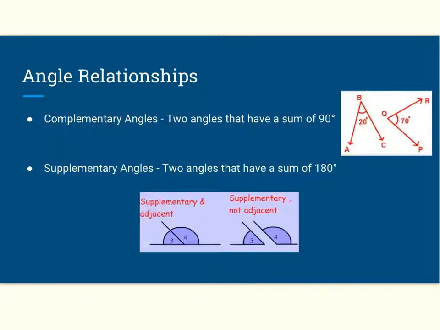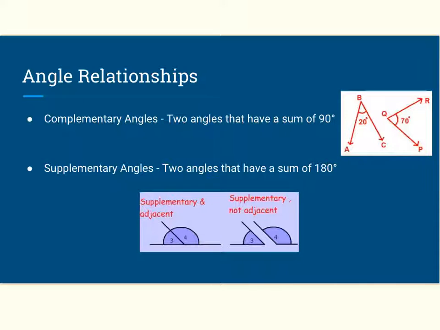Okay, so here we have two angle relationships. Again, this should still be review as well. We have complementary angles and supplementary angles. Complementary angles are two angles that have a sum of 90 degrees. And supplementary angles are two angles that have a sum of 180 degrees. A way to remember this is because 90 degrees is a right angle, it is the right thing to do to complement somebody. So complementary angles, right thing to do, are two angles that add to be 90 degrees, which is a right angle.